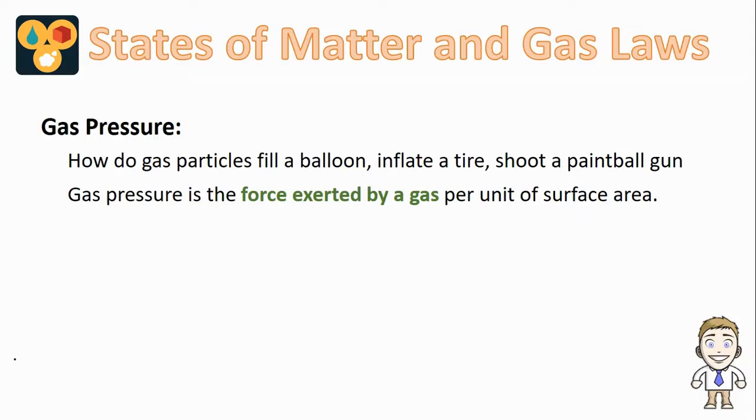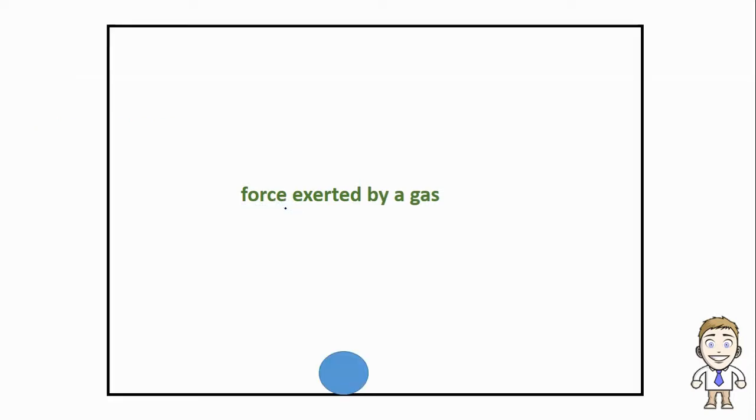Now, gas pressure is defined as the force exerted by a gas per unit of surface area. And that's kind of a tough definition because this word force is not always super clear to people and exactly what it means. So let's take a moment and look at another particle model to see if we can understand how force plays a role in gas pressure.